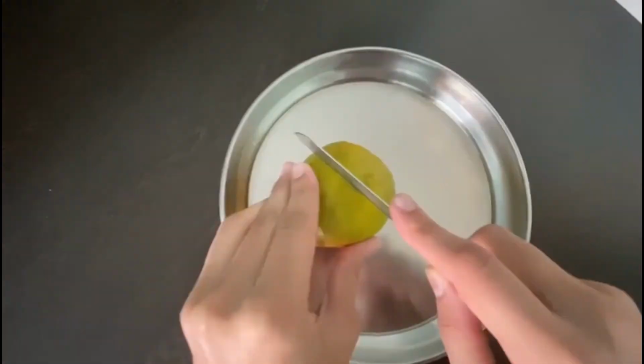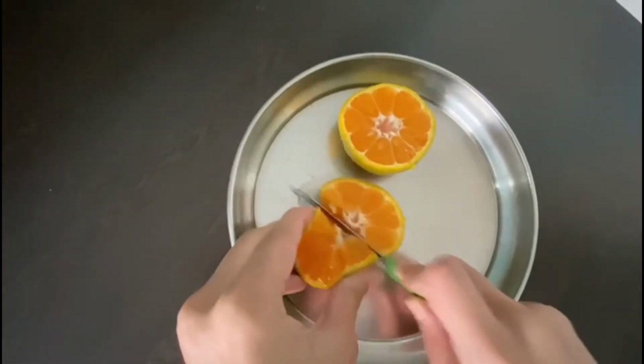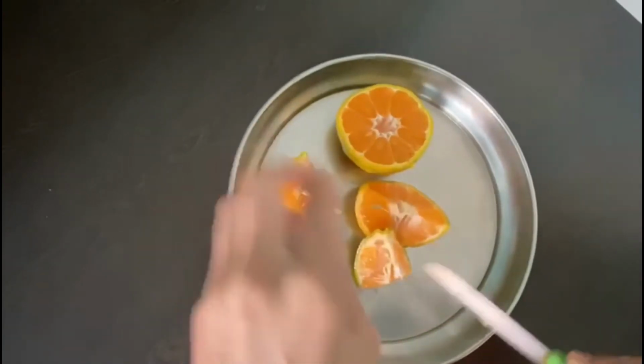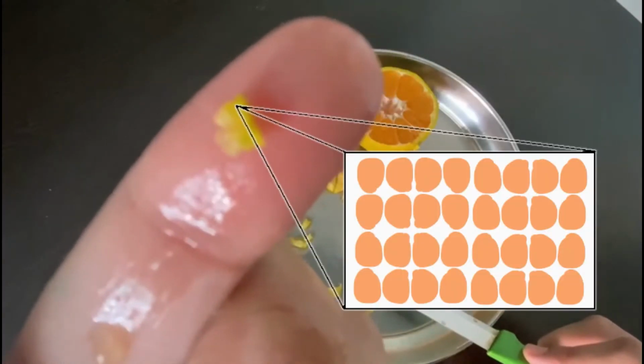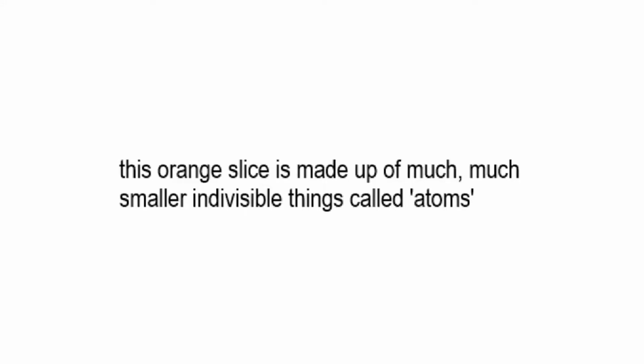If I have an orange and I go on a slicing streak, eventually I will reach a point where I cannot cut the orange any further. There is a limit to how small you can cut an orange. It cannot be divided into infinitely small pieces. It is made up of a teeny tiny indivisible thing. That thing is called an atom.